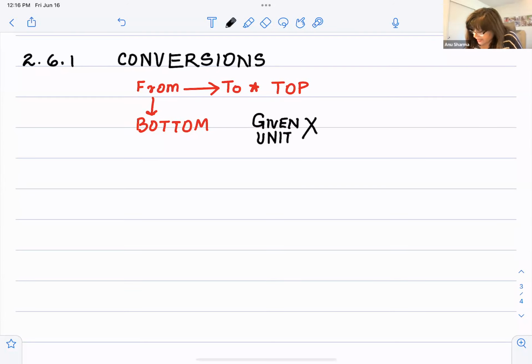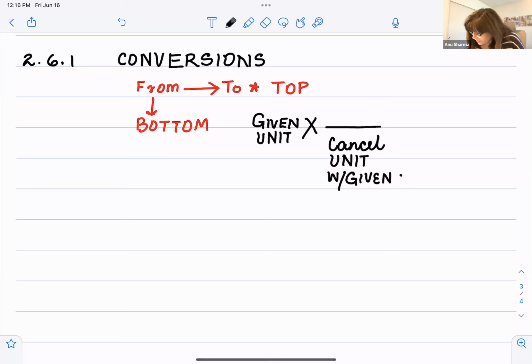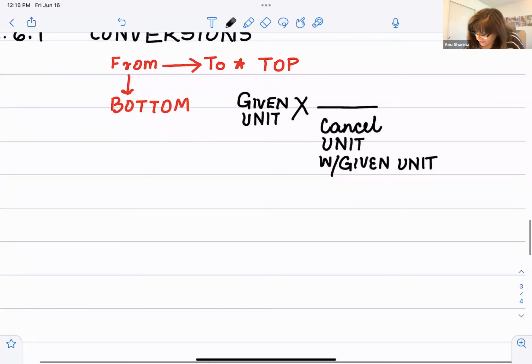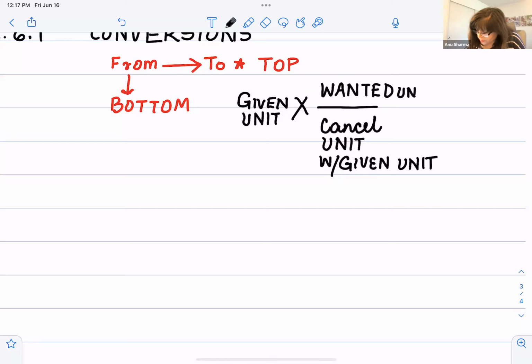You are going to multiply by that conversion factor, which is going to allow you to cancel the unit that matches with the given unit. Cancel this unit with the given units. So these two should be the same, right? Given units and this unit should match. And this unit is the one that you want to convert to. So this is the wanted unit, goes on the top. So wanted goes on the top.